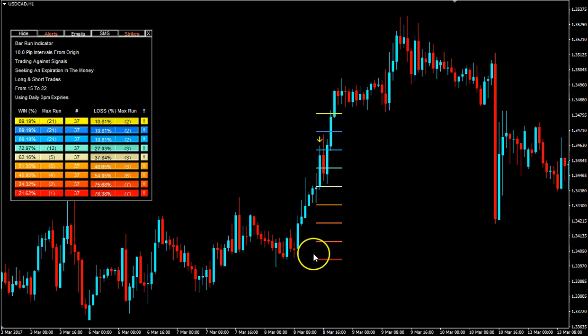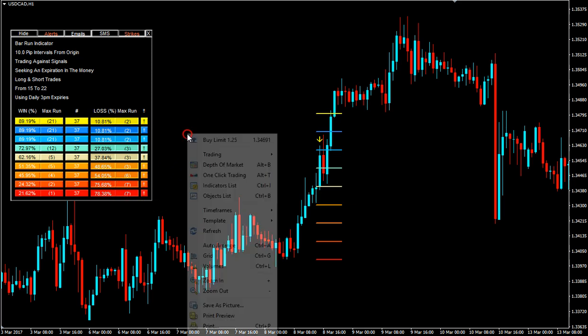Now, the first thing you need to realize is that each one of these strikes is independent to itself. If we're looking at the ATM strike, we see it's got 3 losses in a row. But if we look at this yellow ITM strike, we see that it's only got 2 losses in a row. And if we look at this OTM strike down here, it's got 7 losses in a row.